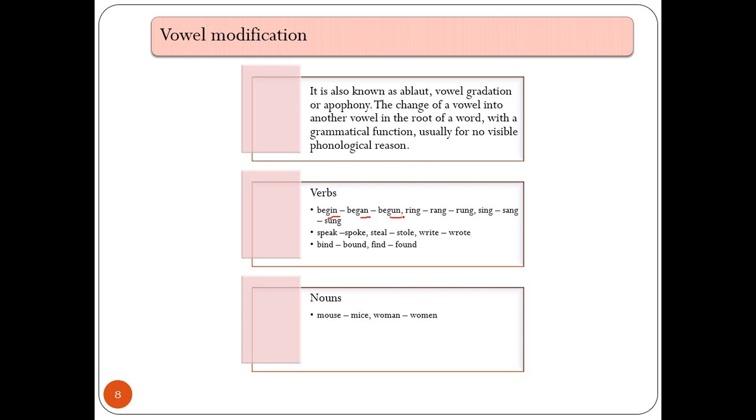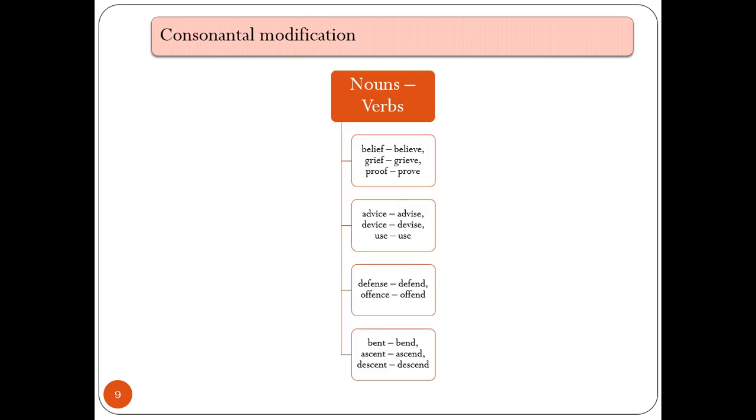In the phonetics and phonology subject, that might be quite familiar to you. So in nouns we have mouse and mice. Again we have a modification: internal modification, partial modification, and then vowel modification, ablaut. And woman and women, again we have modification, even two vowels modification. So this is vowel modification.